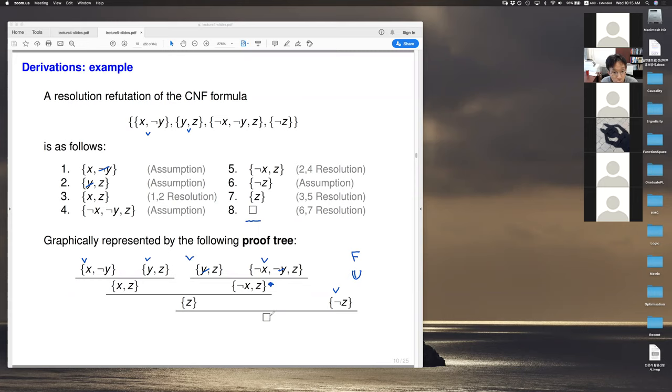On the other hand, a proof tree is not a compact representation. It can be very large. So it's good, but when you do automation, people often don't really record the proof tree directly.